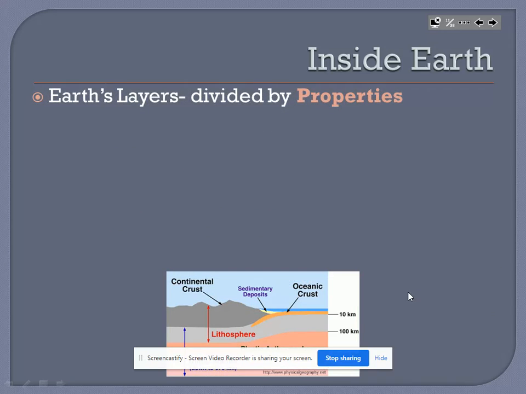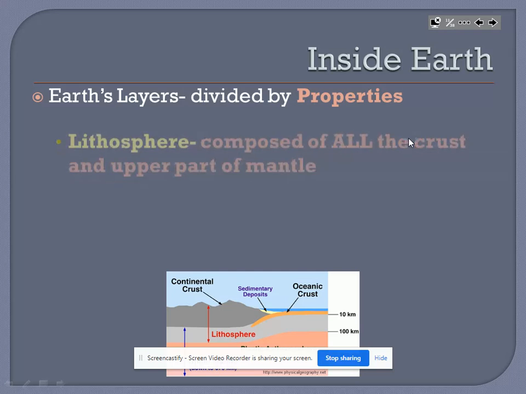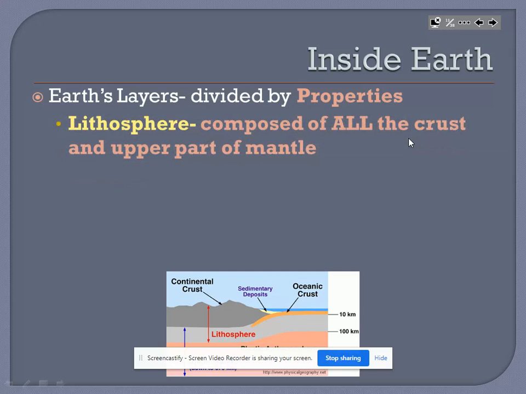So now we can talk about how we can divide the Earth's layers by properties. When we do it by properties, we actually have 5 different layers that we look at. We're talking about the same structures, it's just that we divide them a little bit differently, and parts of the crust and the mantle are included in several different ones. So we'll start at the very top and work our way down. That's usually how we do it.